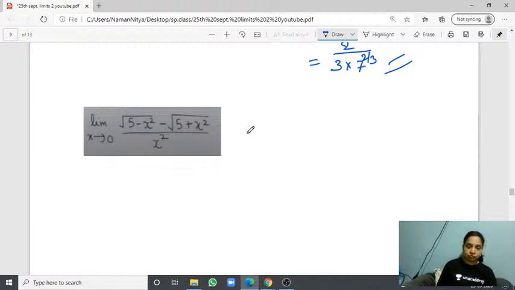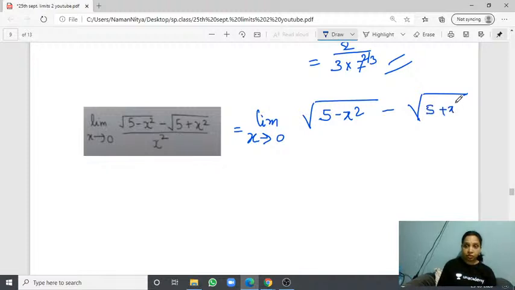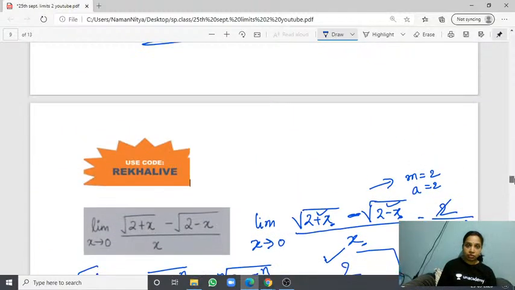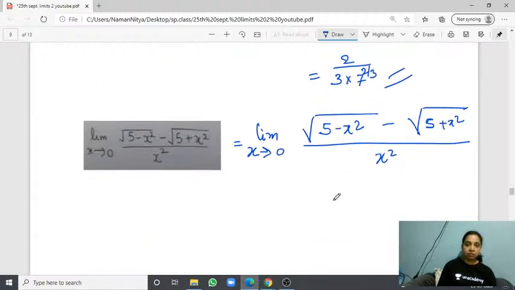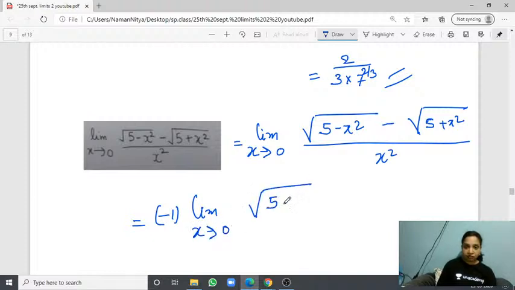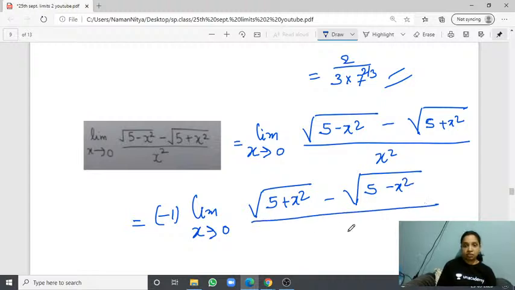Do this one also. Just remember here we have under root of 5 minus x square. Let me just write this question for you. X tends to 0, under root of 5 minus x square minus under root of 5 plus x square. So the plus term is second and the minus term is in the first. Okay, because the formula we have learned is first we have a plus x power n, then a minus x power n. But here it is the other way. So we can just take out one minus sign outside and we can just write limit x tends to 0, this one as 5 plus x square minus 5 minus x square divided by x square.